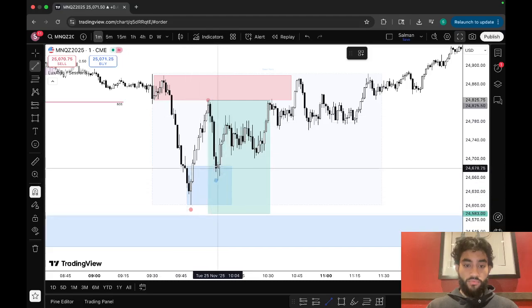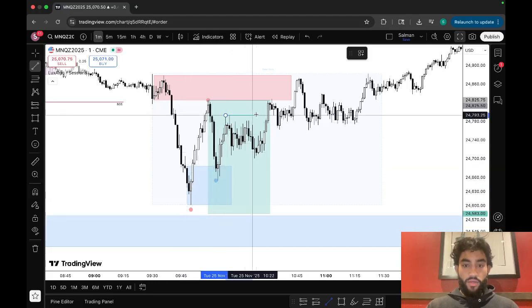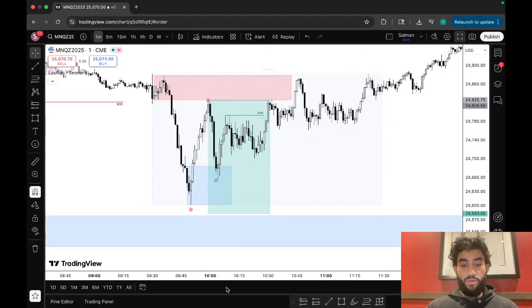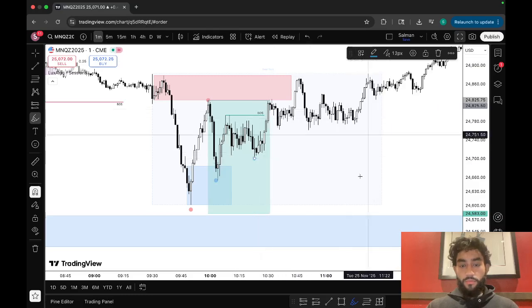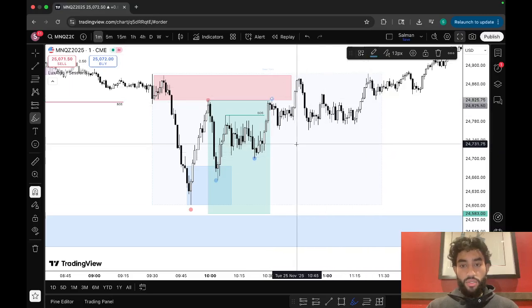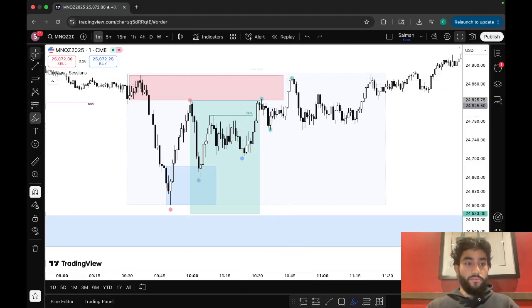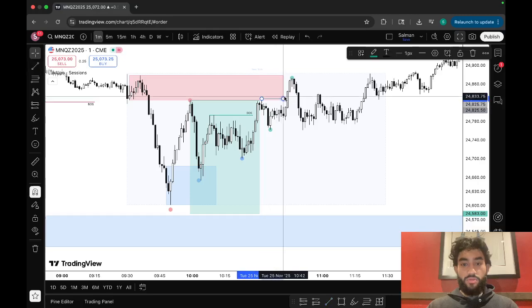I could see price reacted from here, led higher, bullish break of structure. Here, came here, broke structure right there, bullish break. Then price came back down, broke structure once again. This right here was my entry.